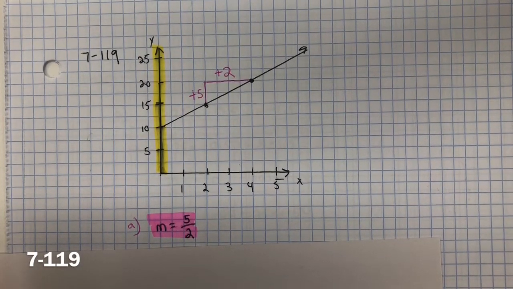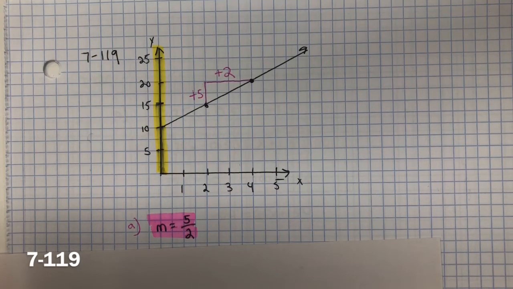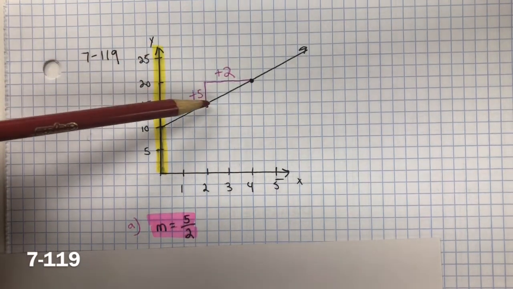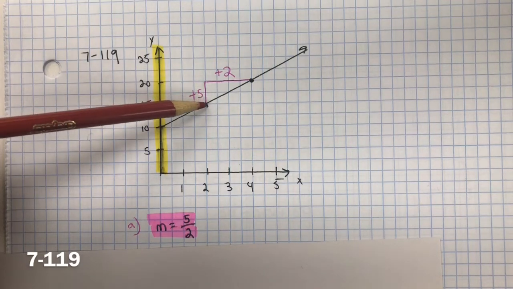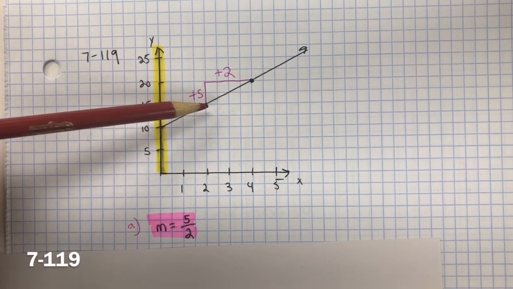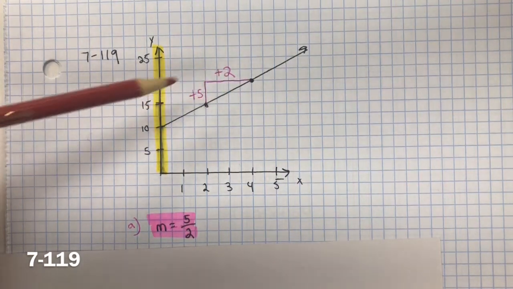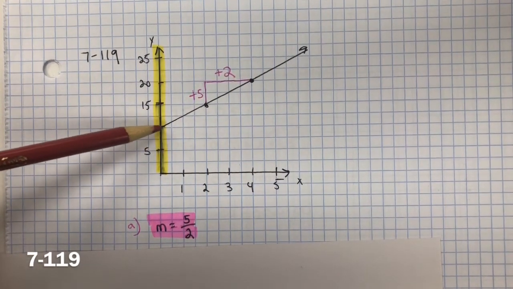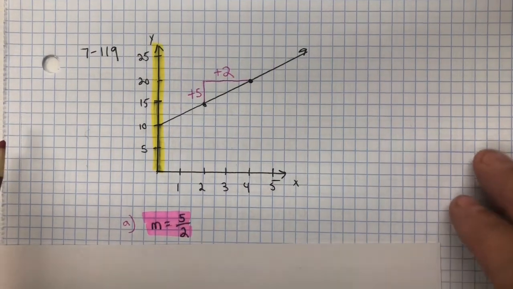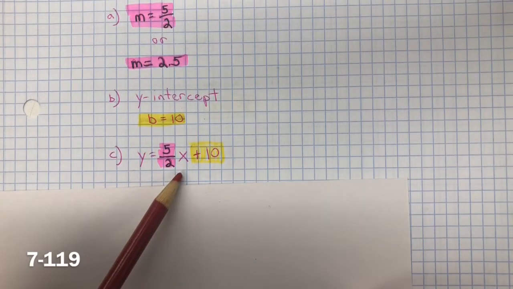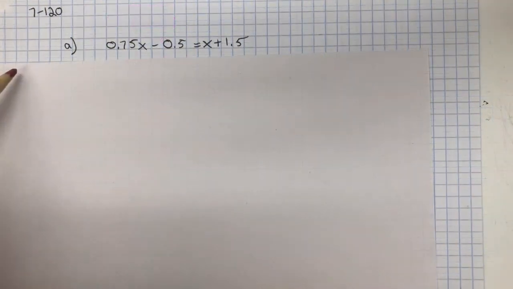Part C says, what is the rule for the line? Well, if you have a slope, remember, slope-intercept form is y equals mx plus b. So the m is the slope, 5 over 2, and the b, the y-intercept, is 10. The rule or the equation for the line is y equals 5 over 2 x plus 10.